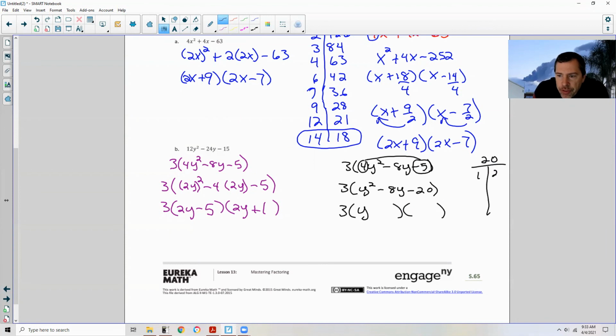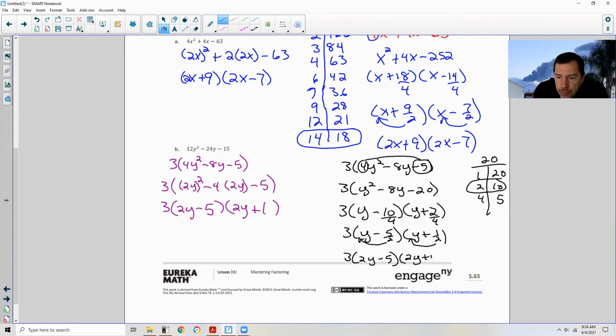So 20, factors of 20 are 1 and 20, 2 and 10, 4 and 5. We want that to add up to 8, so it's the 2 and the 10. So it's minus 10y plus 2, but don't forget we divided by 4. So we put that back, we reduce, that's 5 halves. That's 1/2, and then the denominator becomes your leading coefficient. So it's going to be 3, 2y minus 5, 2y plus 1. So this is almost as easy as doing this over here when you don't get a large C.